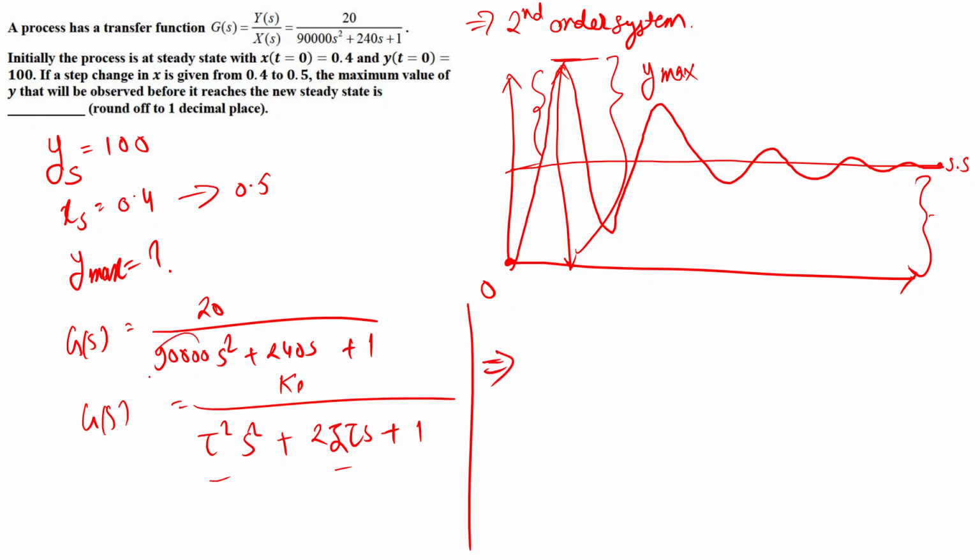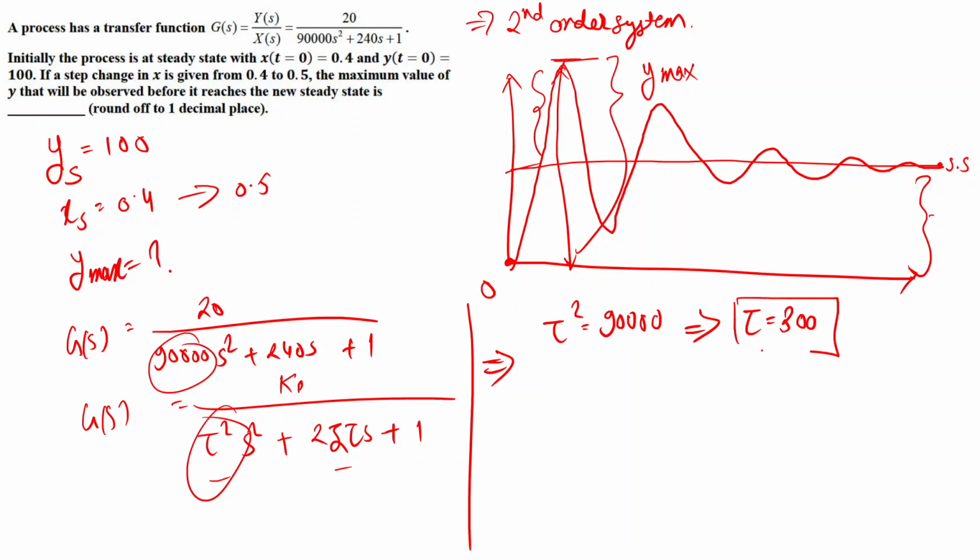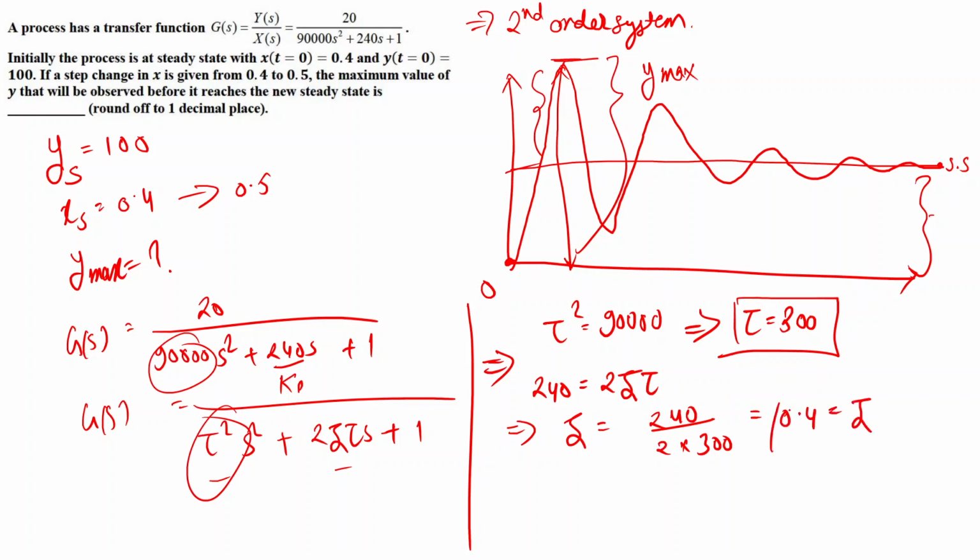So comparing both of these, we can see that tau squared is 90,000. So from that we will get tau as 300. Then the second term, 240 is equal to 2 zeta tau. From over here we will get zeta as 240 upon 2 into 300. So the damping factor is 0.4. So the value of zeta we found out as 0.4.